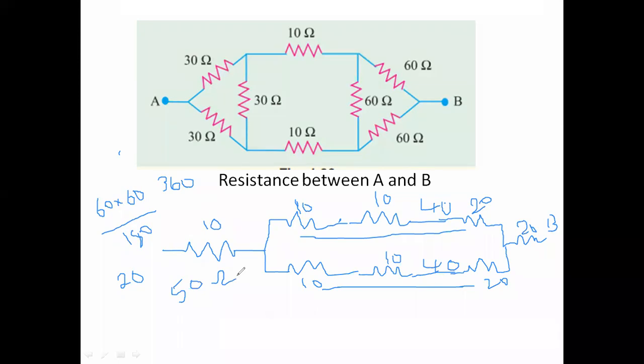Okay, I think you all understand this. Still, if anybody has any doubt regarding this, you can ask, no problem. Clear?